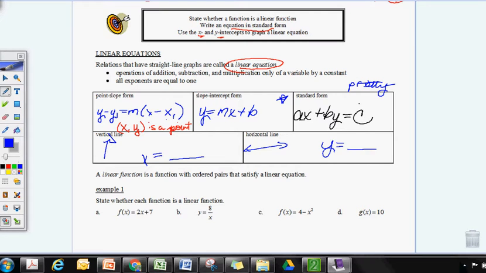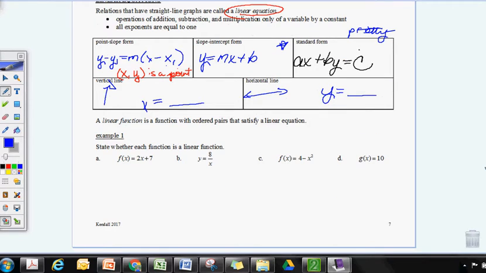Okay, so we need to know a linear function is an ordered pair that satisfies a linear equation. Okay, yeah, but here, let's make some easy rules for you to see what's going to happen. Rule 1, for something to be linear, the x values are no bigger than to the first power.